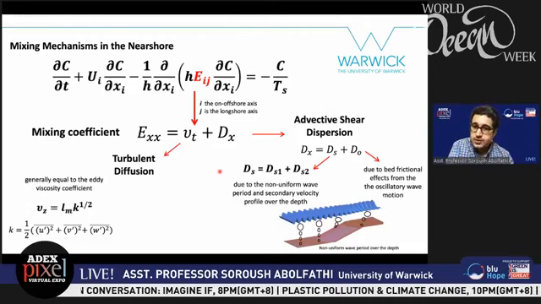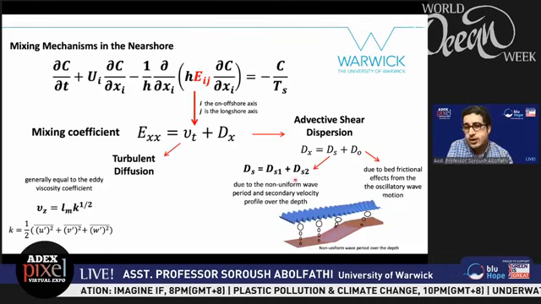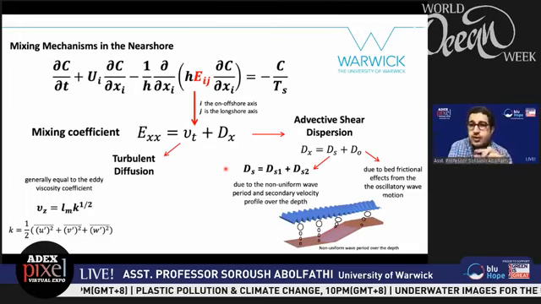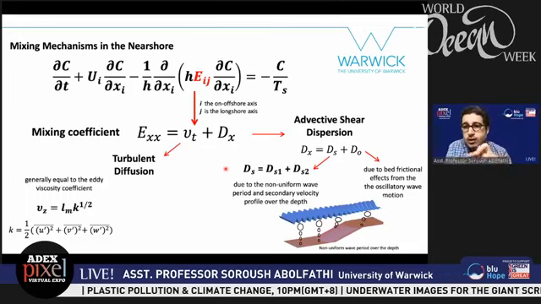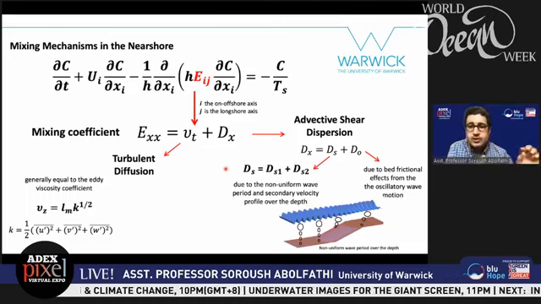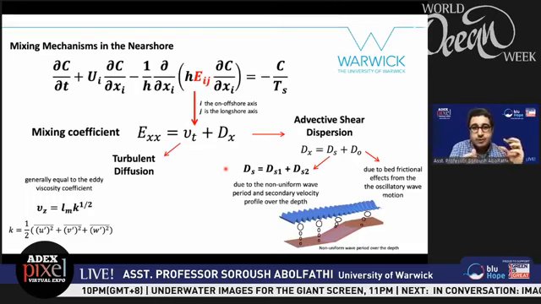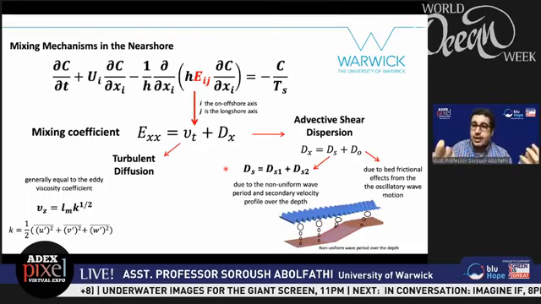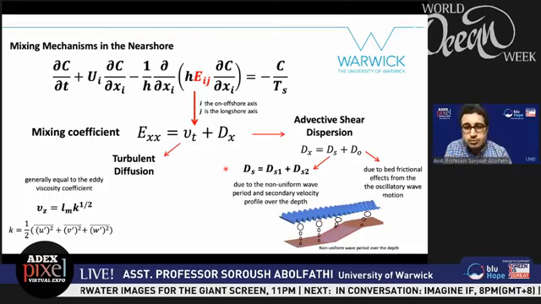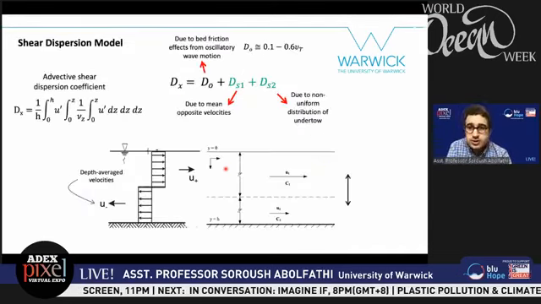As you can follow my equations here, it's just too complicated to tackle, so you need to break it down into different processes. What we need to remember for the future slides is that our mixing is a function of turbulent diffusion and shear dispersion. Turbulent diffusion is quite simple, I'm going to talk about it later on, but this advective shear dispersion is a real pain to solve.